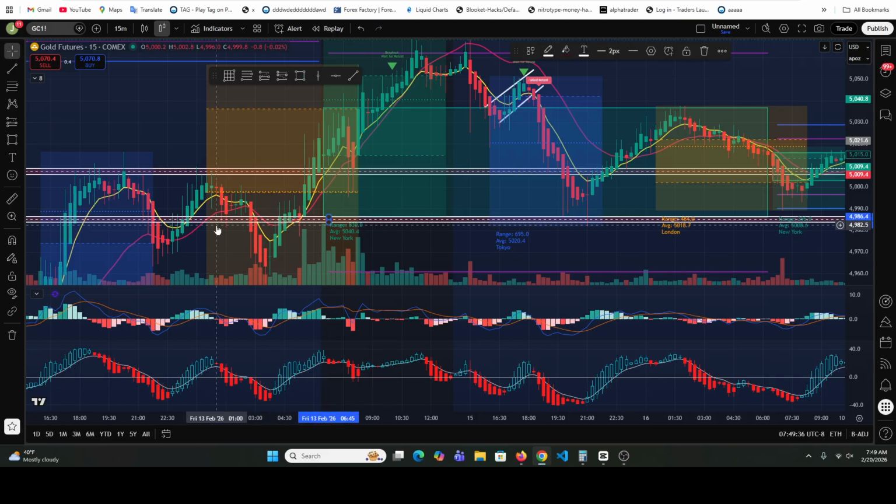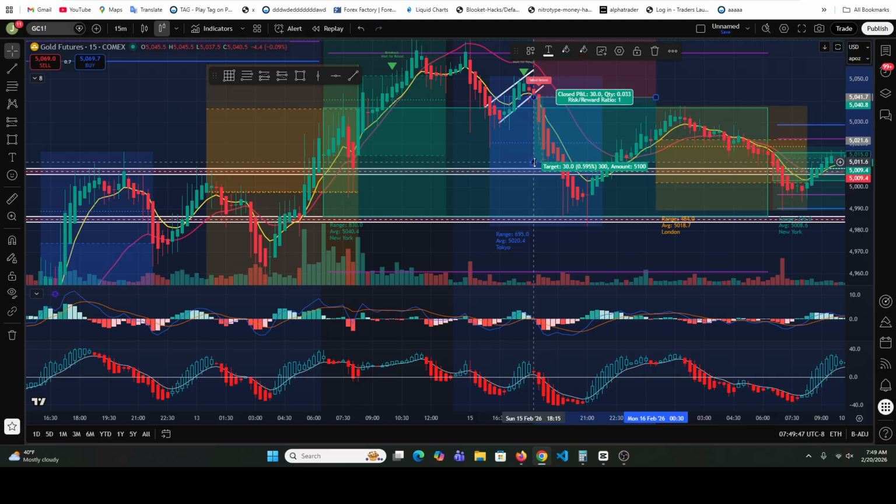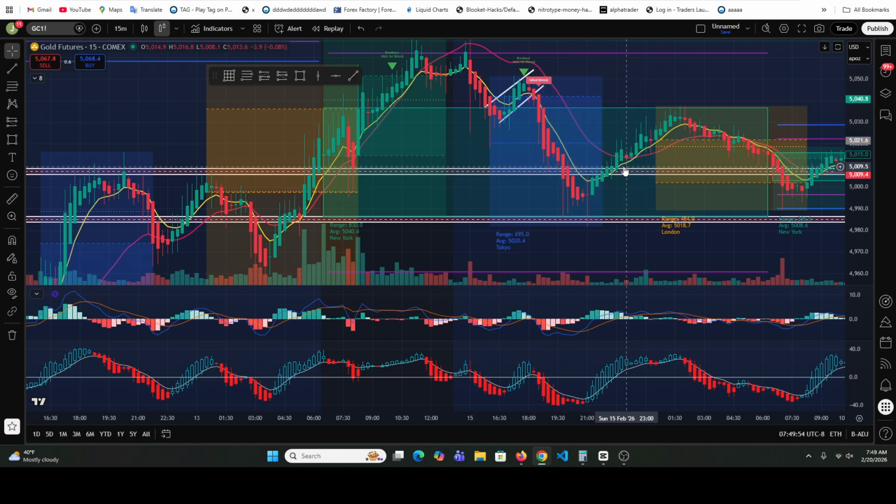Another level of support slash resistance. And what do we have price do? Come right into it, right? So could we have taken the short position, and this would technically be a swing trade. Why is it a swing trade? Because you're not holding it for 5, 10, 15 minutes.